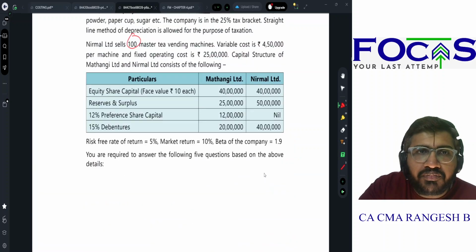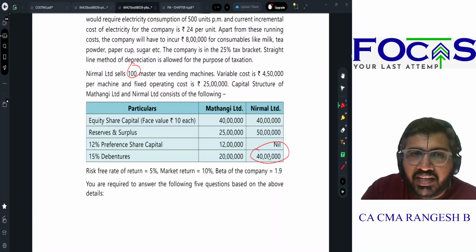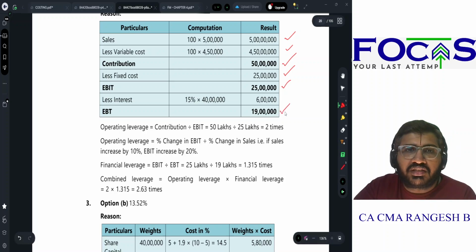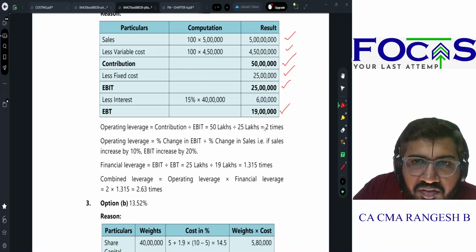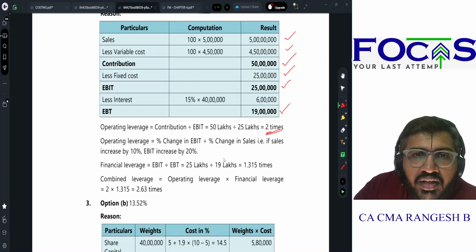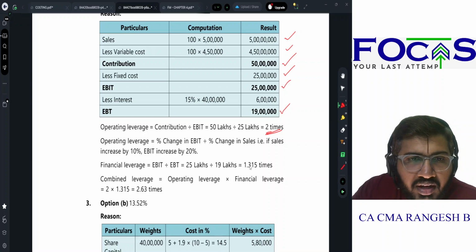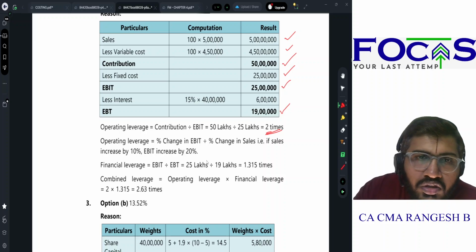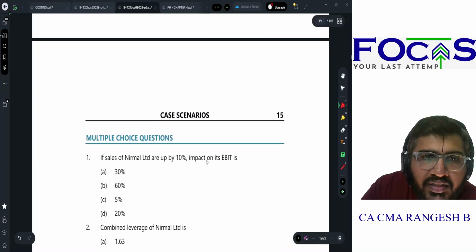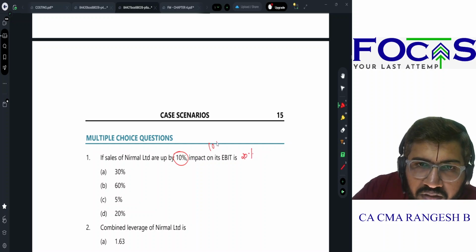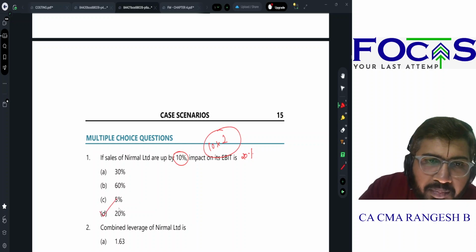They've also given you that there is 15% debentures of 40 lakhs. So 40 lakhs into 15% is 6 lakhs. So my EBT is 19 lakhs. Operating leverage எவ்வளோ? Contribution divided by EBIT. So 50 divided by 25 is 2 times. So this means for every 1 time increase in sales, my EBIT will increase by 2 times. Correct? So now if my sales increases by 10%, my EBIT will increase by 20%, which is basically 10 into 2. So 20% is your answer.